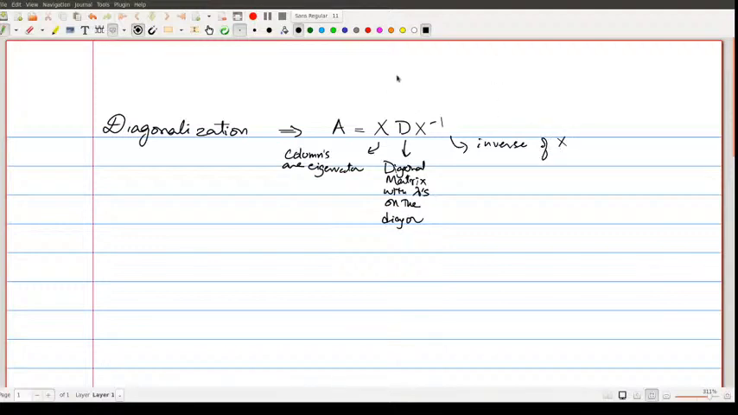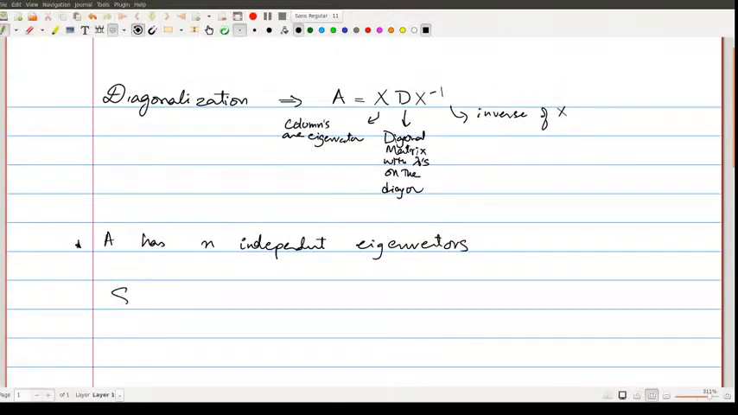Right. So, and we also stated an important fact that this is possible if and only if A has n independent eigenvectors. Okay. All right. So first, I'm going to talk about something called the steady state. Right. So we saw something along the lines of how do we find, if we have A, how do we find A to the k, right?